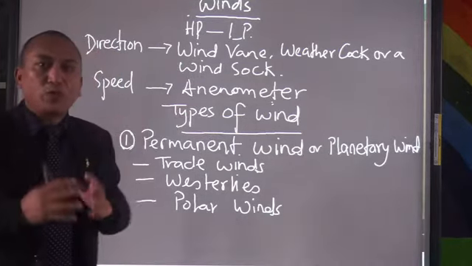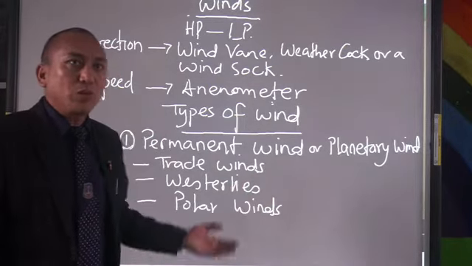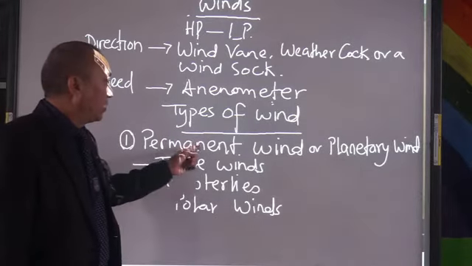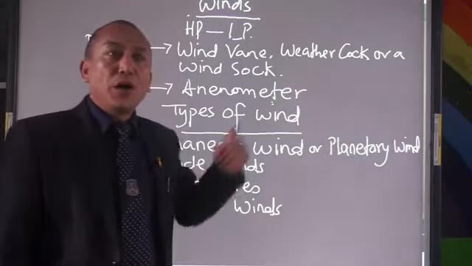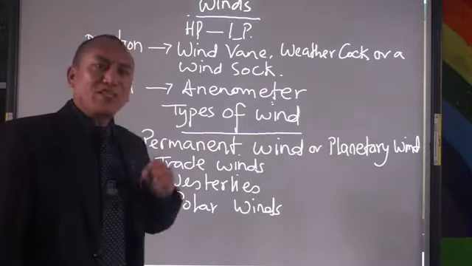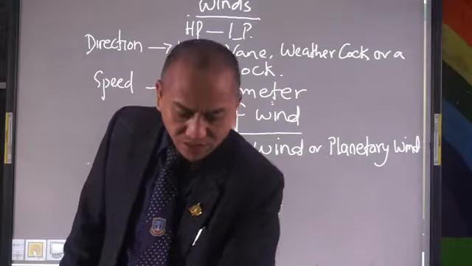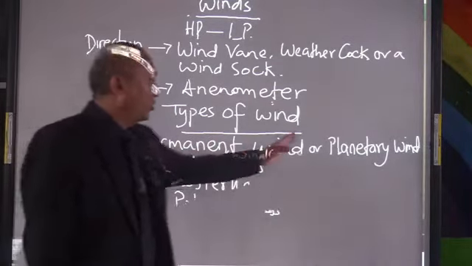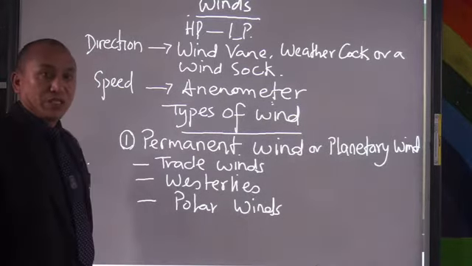Now, there are different types of winds that blow around the world. The first one which we have is called the permanent winds. It's also called the planetary winds. It's also called the prevailing winds.